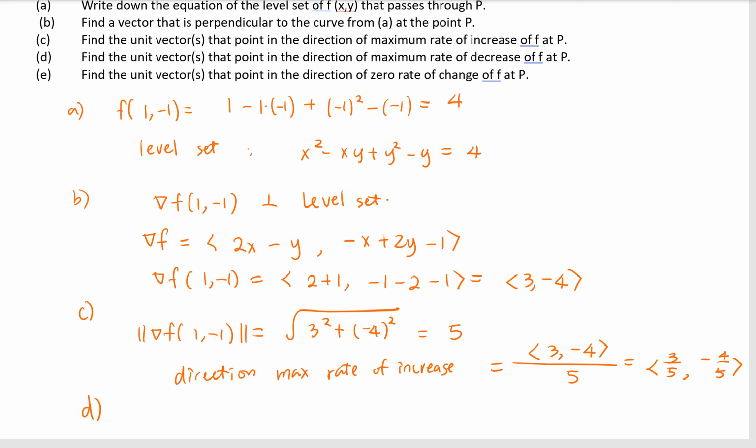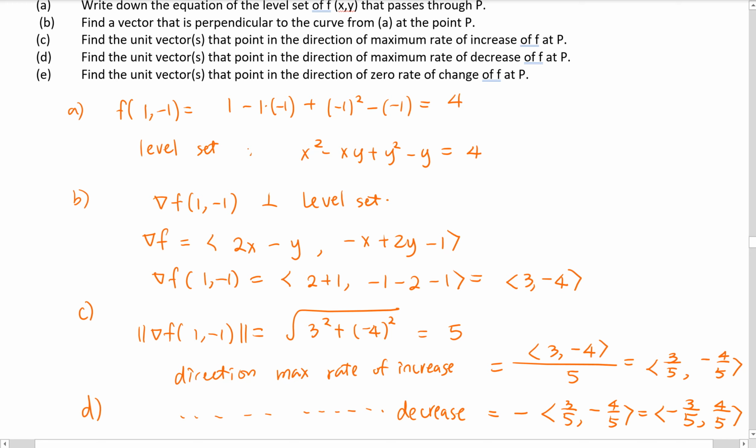How about in the direction of maximum rate of decrease? The direction of maximum rate of decrease is the opposite direction of what we got before, right? So negative of what we had before, this guy. Then now we have -3/5, and now it's positive 4/5. Is that okay, everybody?